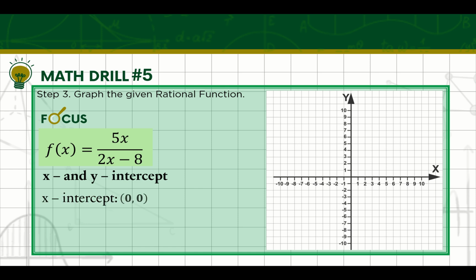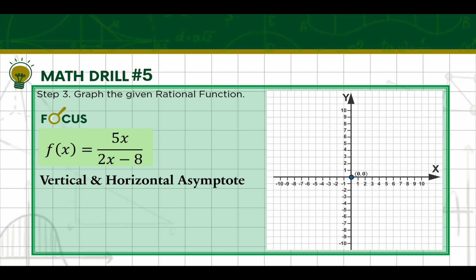And here, the x-intercept is (0, 0). And also, for the y-intercept, we know that it is also (0, 0). Plot it in our Cartesian plane. After that, let us now move on in illustrating the vertical and horizontal asymptote.